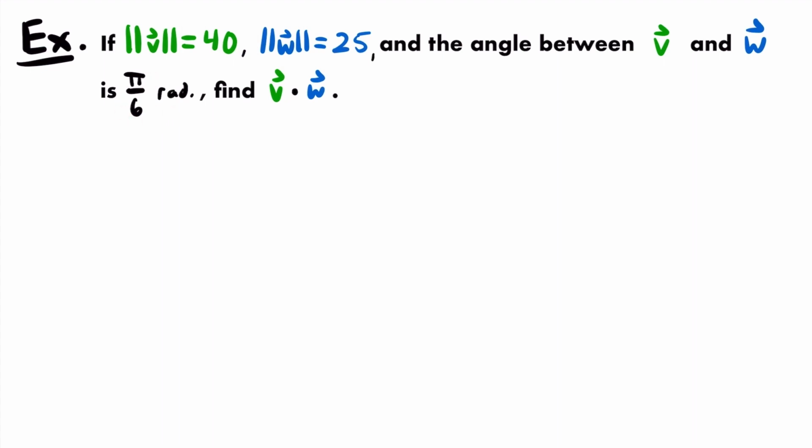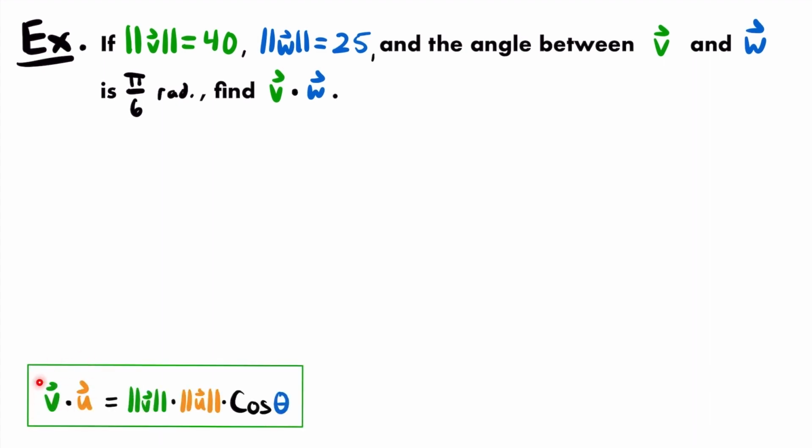And so this is where we can make use of a very nice formula known as the alternate form of the dot product. It will allow us to find the dot product of two vectors given that we know the angle between them as well as their magnitudes. And that formula looks like this. The dot product of two vectors, vector v and vector u, is equal to the magnitude of vector v times the magnitude of vector u times cosine of theta, where theta is the angle between vector v and vector u.